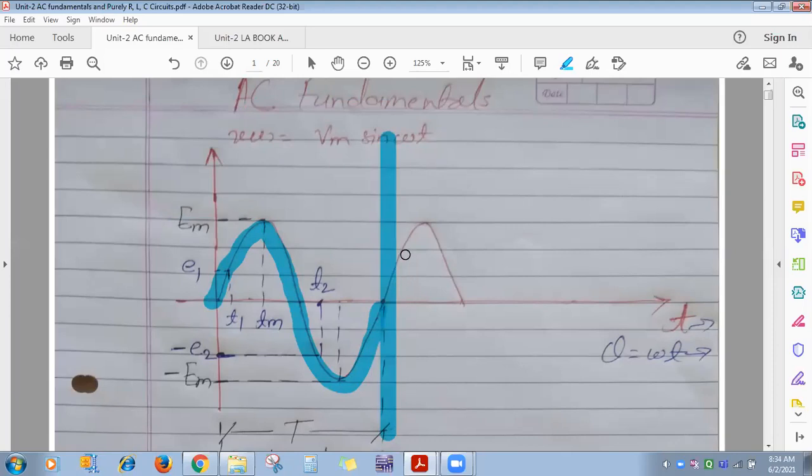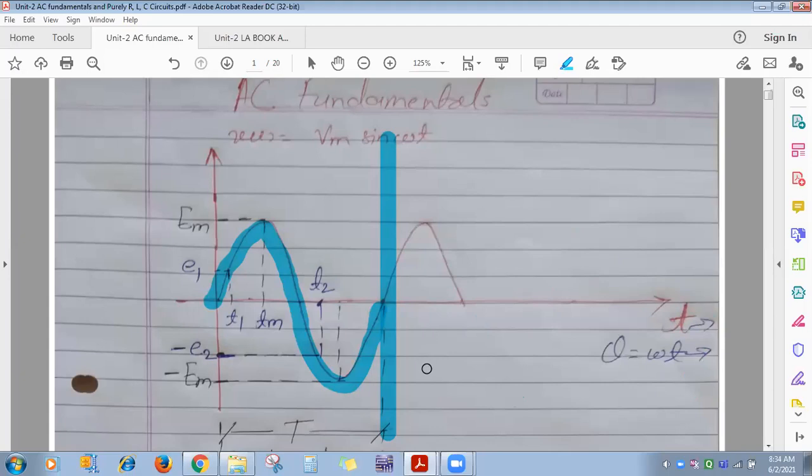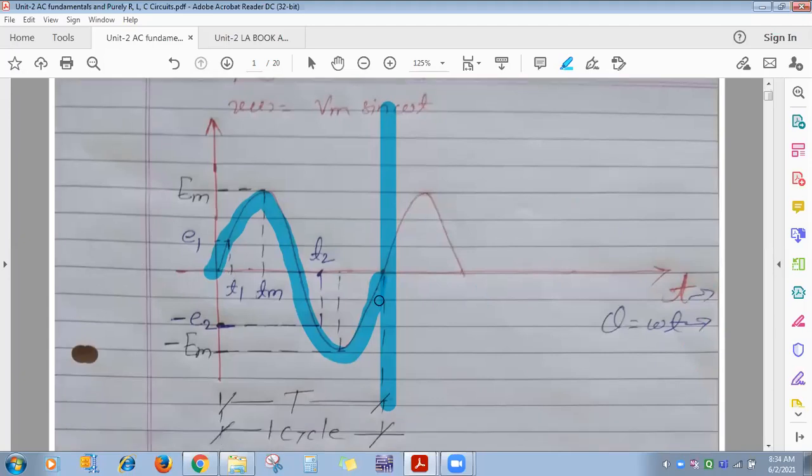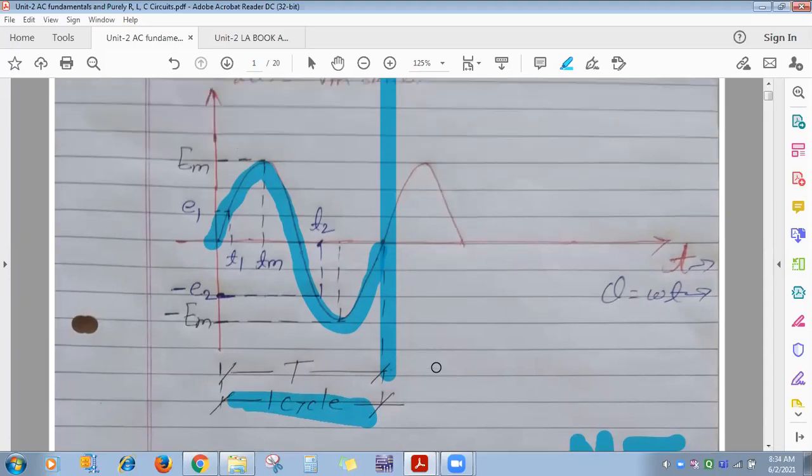Later on you will find the same portion repeats again and again, isn't it? So how can you define one cycle? The portion of an alternating quantity which repeats again and again is called one cycle. So the positive and negative half cycles together you can call one cycle because this portion repeats again and again. And the time taken by an alternating quantity to complete one cycle, what do we call it?